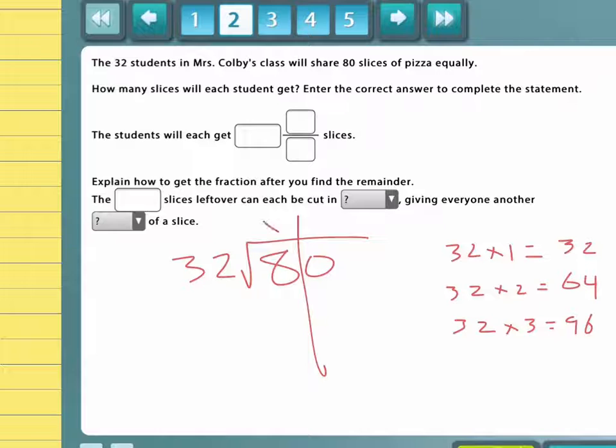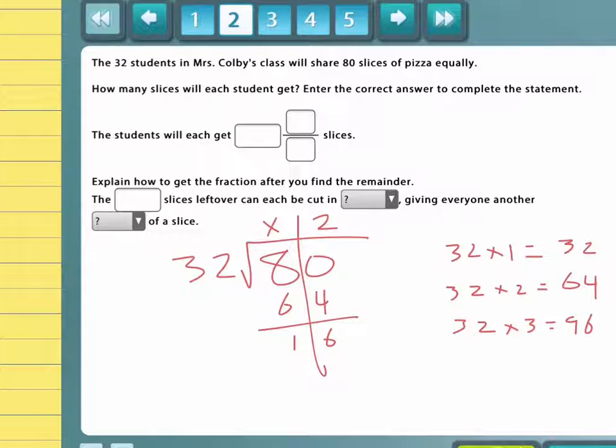So I'm going to start off here. 32 does not go into 8 tens. You can't take out 32 from 8 tens. You have to regroup that into 80 ones, and it's going to go in 2 times. So each student's going to get 2 slices of pizza. 32 times 2 is 64, so that leaves 16 slices of pizza left over.